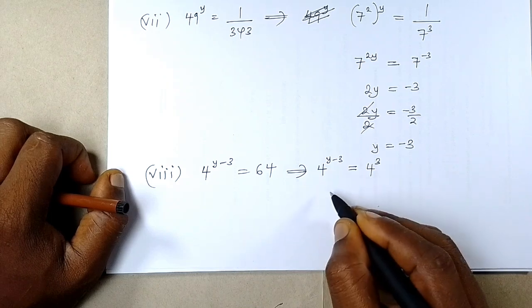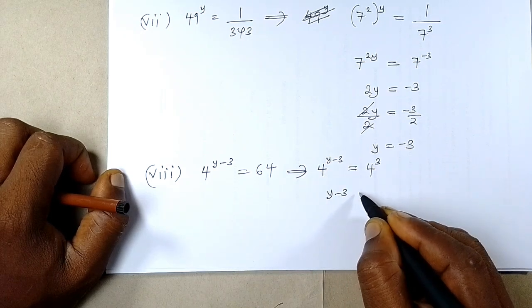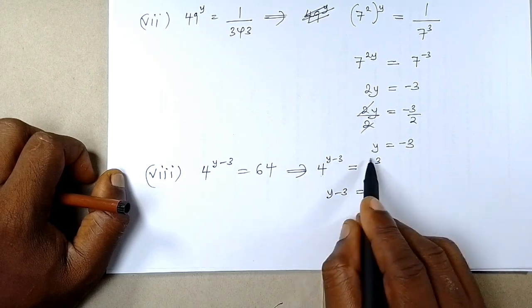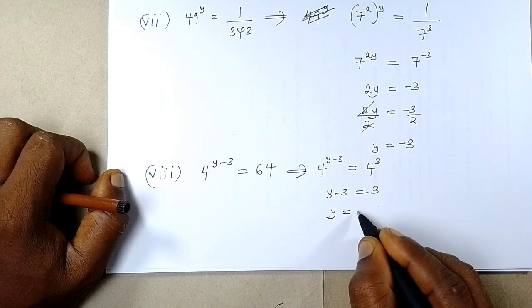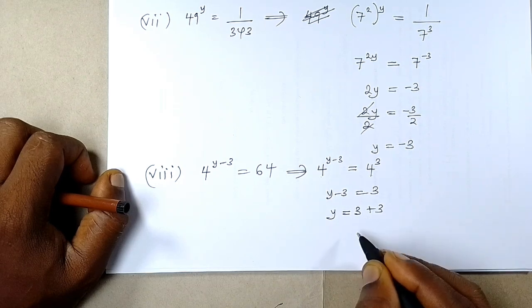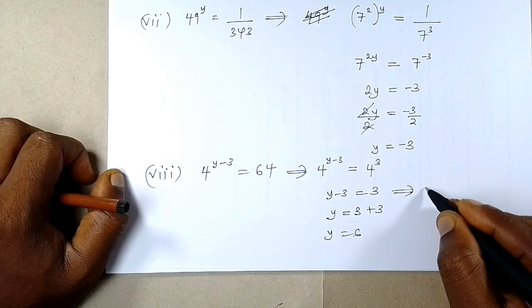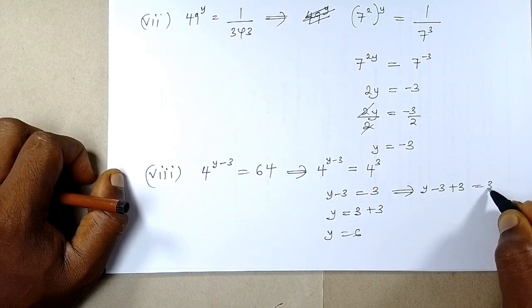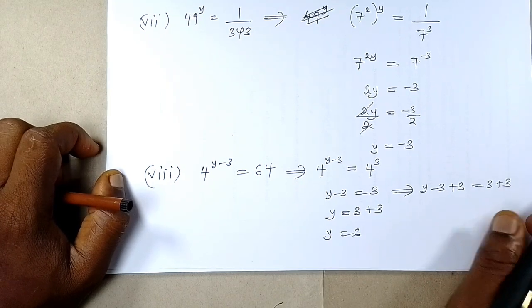Now, I have clearly reduced both sides to the same base. So it means that the power y minus 3 will be equal to 3. If both sides are in the same base, then their powers are equal. So this will give me y equals 3 plus 3. And that will give me y equals 6. What did I do here? All you had to do was to add 3 to both sides. The essence of adding 3 to both sides was to make y stand alone.